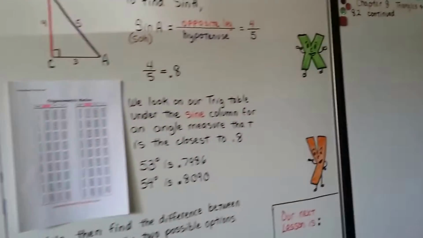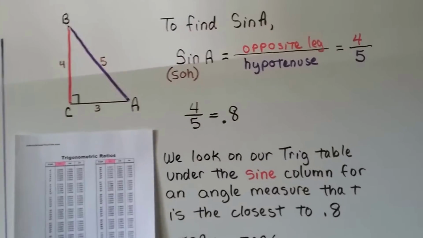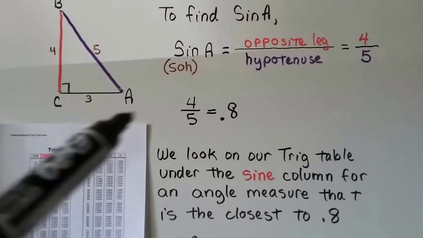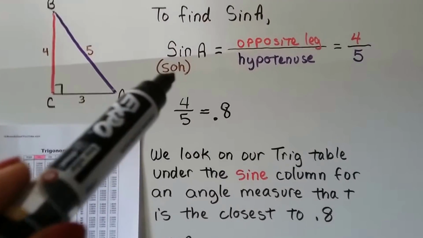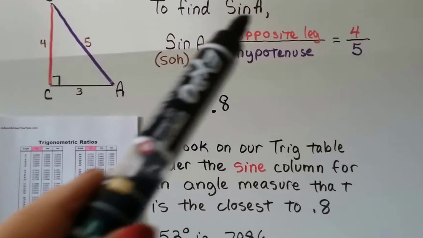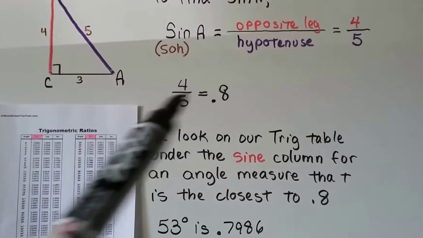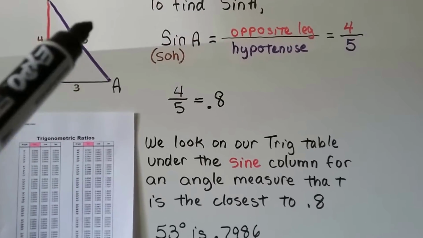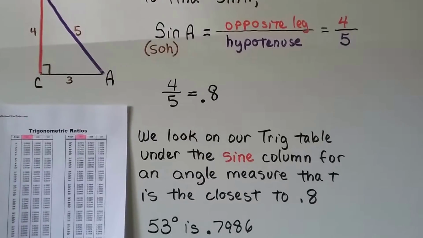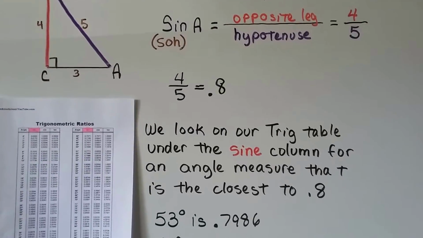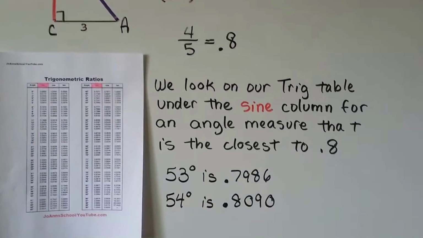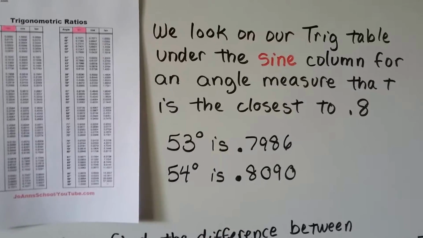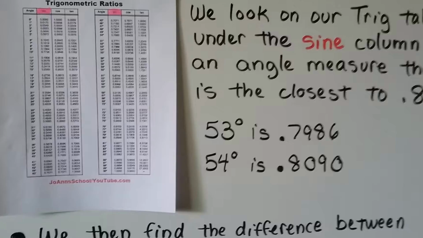Now we can find the sine of A. Look at this triangle here. We have a 3, 4, 5 for our sides. And to find the sine of A, that would be the SOH in SOH CAH TOA, wouldn't it? So we'd have an O over an H, an opposite leg over a hypotenuse. So for the sine of A, the opposite leg is a 4, and the hypotenuse is a 5. And we do 4 divided by 5, and we get 0.8. And we look on our trig table under the sine column for an angle measure that is the closest to 0.8.